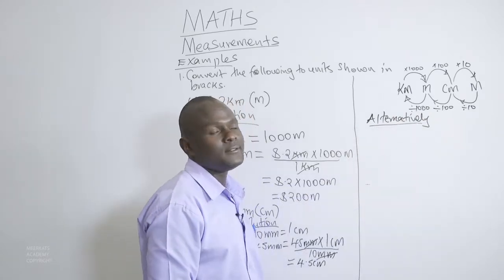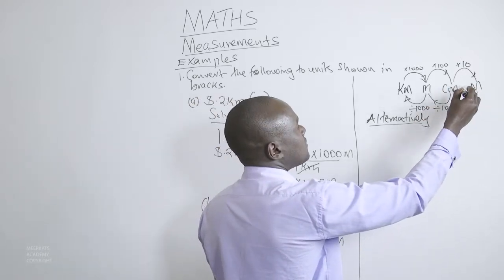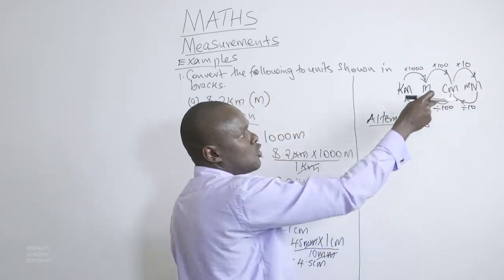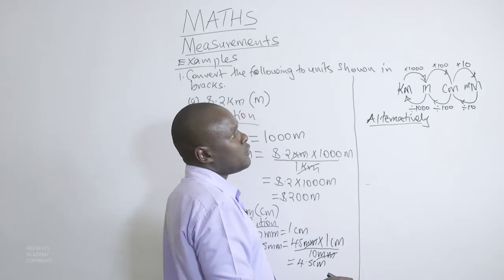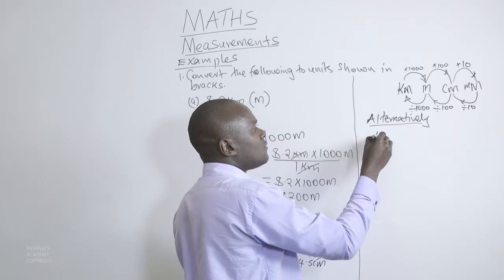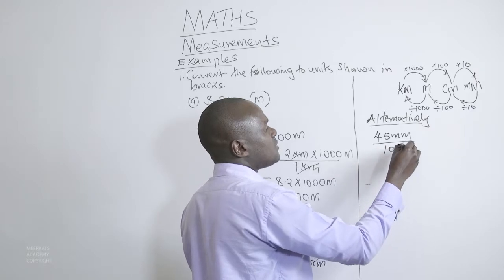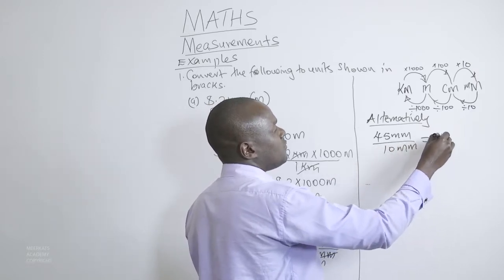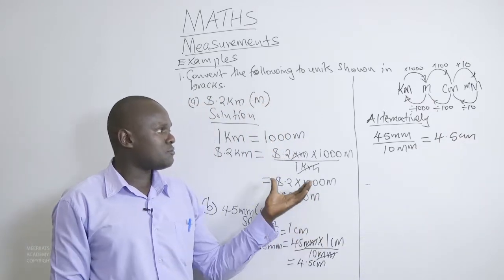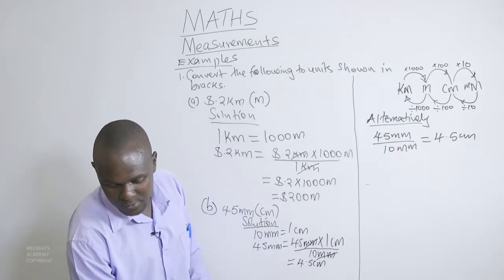Or alternatively, we can decide to take, we are at millimeters. We want to move to centimeters. We take the lower route, where we will be dividing the millimeters given by 10 to get centimeters. The millimeters given is 45 millimeters. We divide this by 10, and this will give us 4.5 centimeters. So it is either you use this method or the flowchart method.